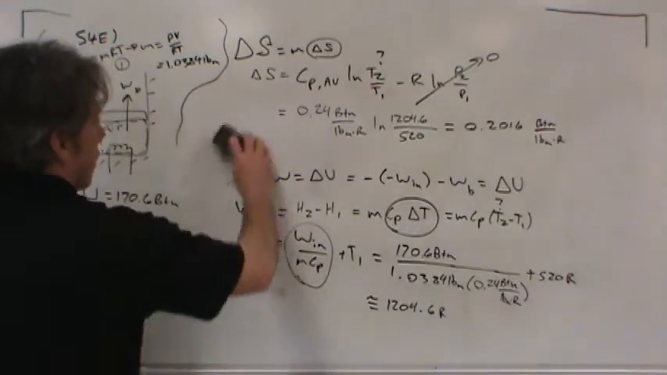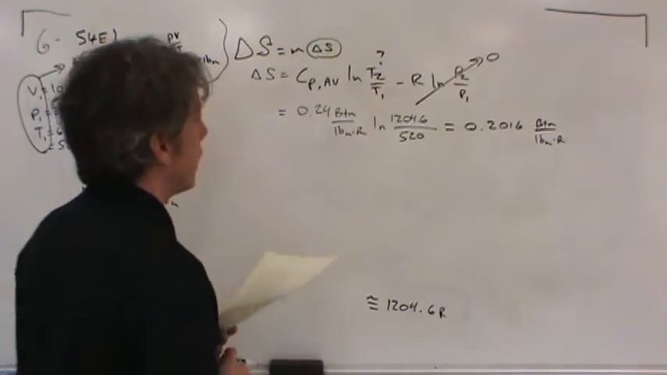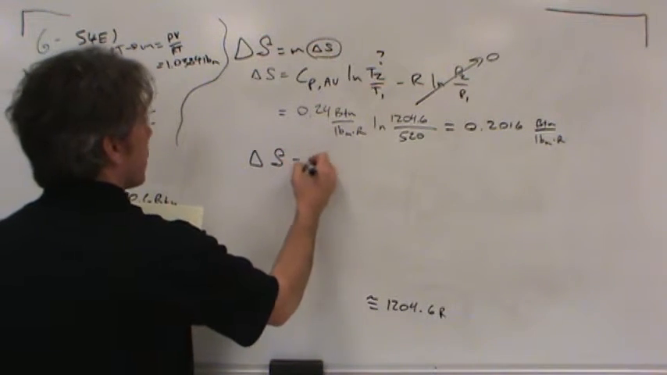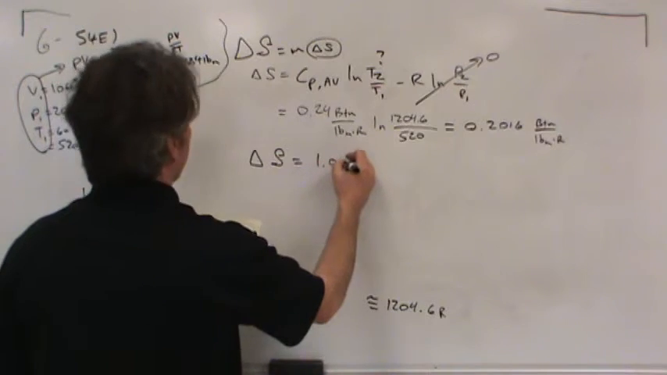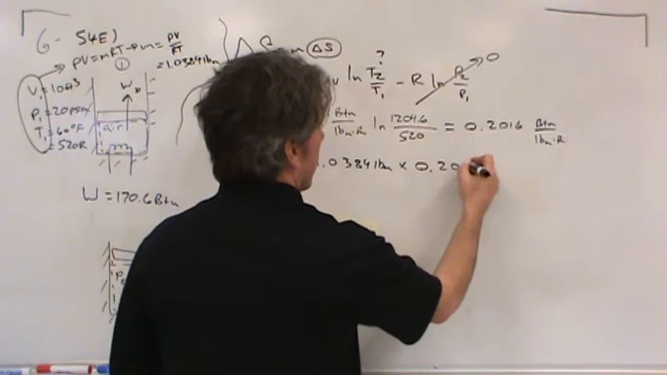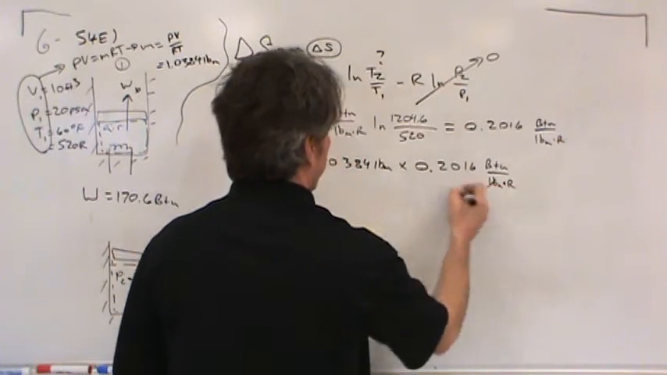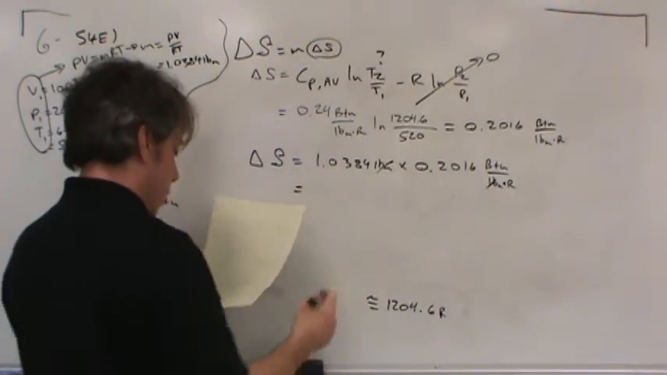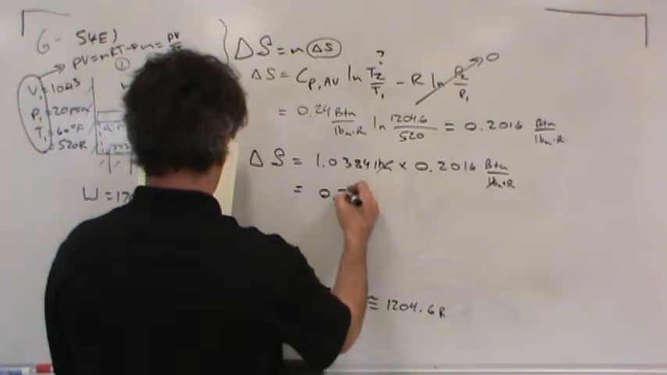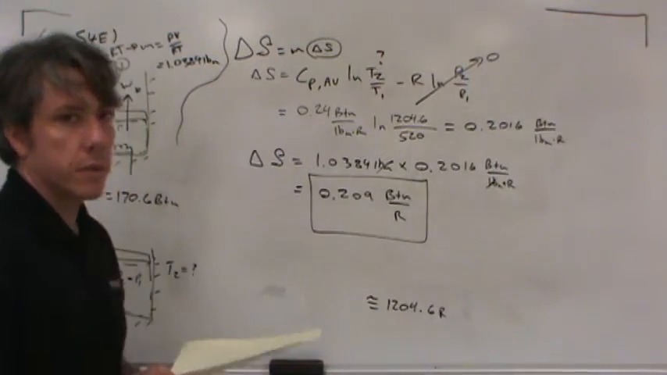Okay, good. Don't need the energy balance anymore. All we really needed was the temperature in state 2. We've used the energy balance to find it, and in fact, we used it to find the specific entropy change. So now the total entropy change will simply be the mass, which is 1.0384 pound mass, multiplied by the specific entropy change, the entropy change per unit mass. Okay, pound mass goes away, but BTUs per Rankine remain. When you multiply this out, you should get 0.209 BTUs per Rankine. And there's the total entropy change of the system.